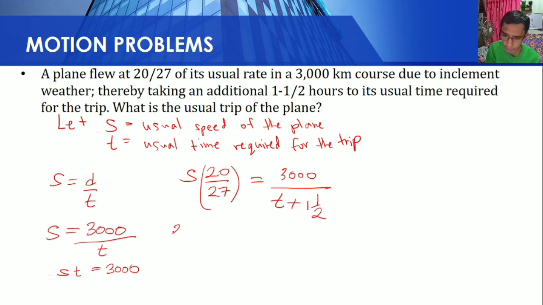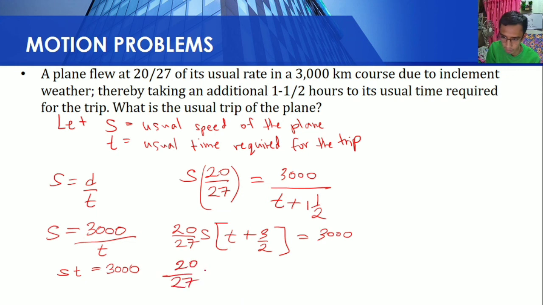So, let's simplify our equation. That will be 20/27 S times T plus 1.5, and we can rewrite this 1.5 as 3/2. So, 20/27 S times T plus 3/2 is equal to 3,000. Let's multiply this using a calculator. So, 20/27 times 3/2 will be 10/9. S is equal to 3,000.